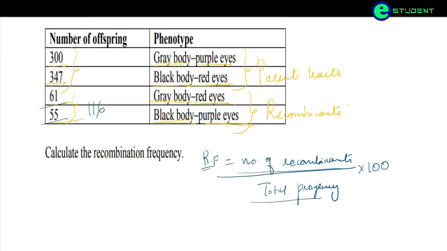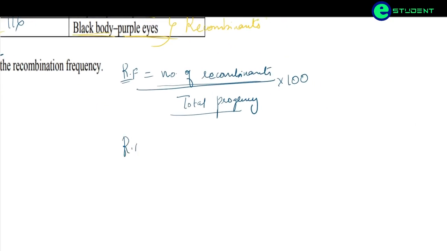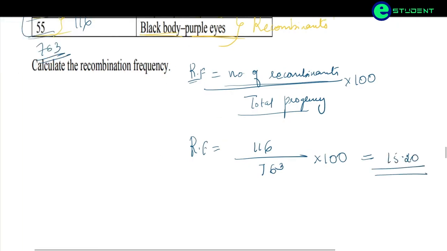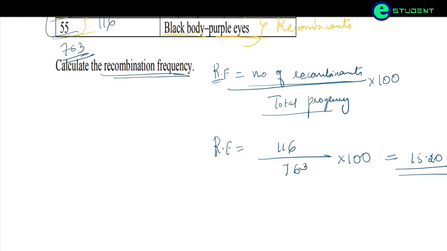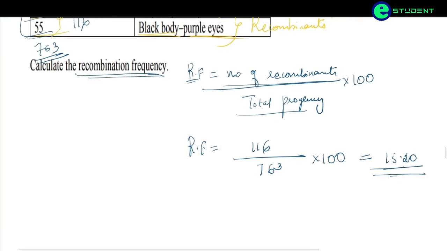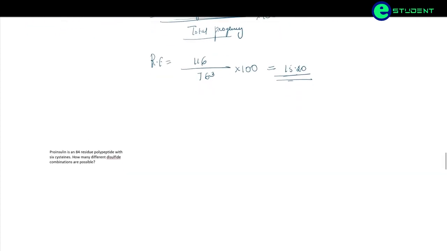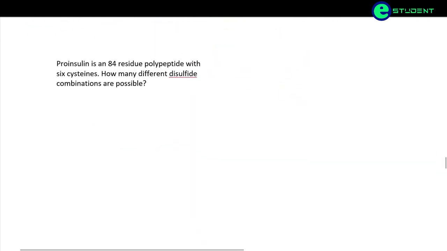And the total progeny, when we add all of these, we will get 763. So the recombinant frequency is equal to 116 divided by 763 into 100, which is equal to 15.20. So the recombinant frequency is going to be 15.20. This is a very simple question. Now coming to the next question.